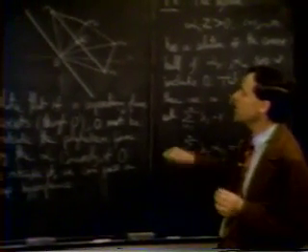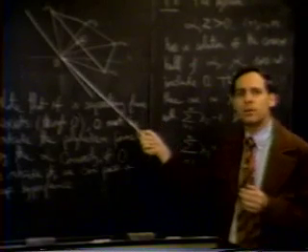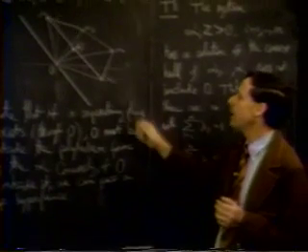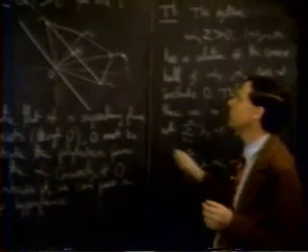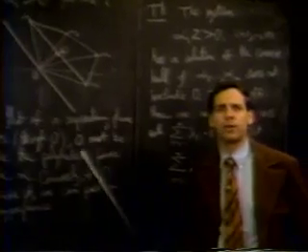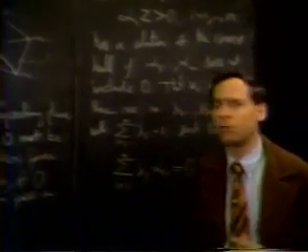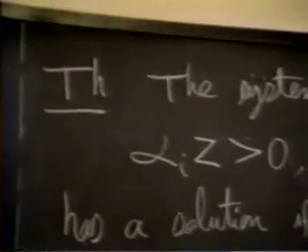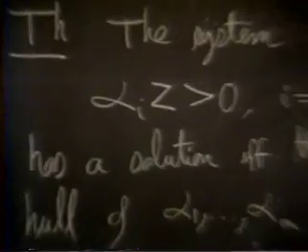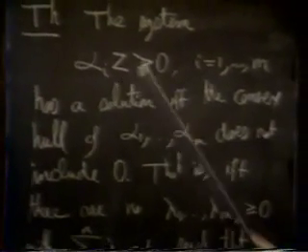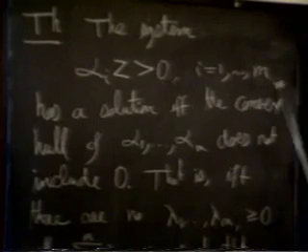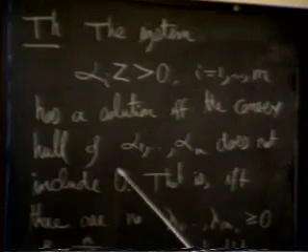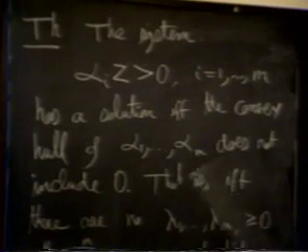system is that 0 should be outside the polyhedron formed by the coefficient vectors as vertices. Let me try to state it now more precisely as a formal theorem. And the theorem, which is quite basic in the theory of linear algebra, says the following: that the system alpha_i z greater than 0, when i goes from 1 to m, has a solution if and only if the convex hull of alpha_1 through alpha_m does not include 0.